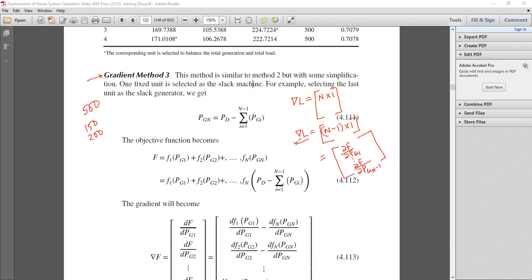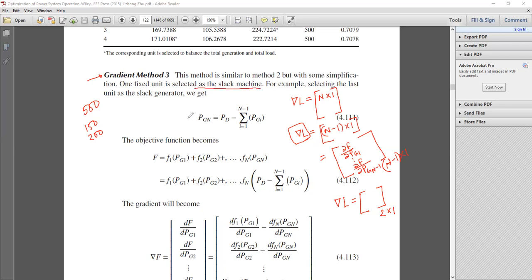What would be the dimension of del L here? The dimension would be n minus 1 multiplied by 1. I mean n minus 1 number of rows and 1 column. So if you have 3 units, what would be the dimension of this del L? 2 into 1. 2 by 1. Excellent. So that means we will be only updating generations of 2 units. So how do you get the third unit updating? That would be taken care of by the slack machine, the fixed machine.